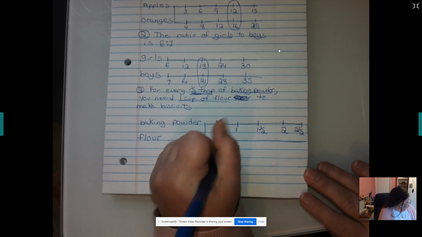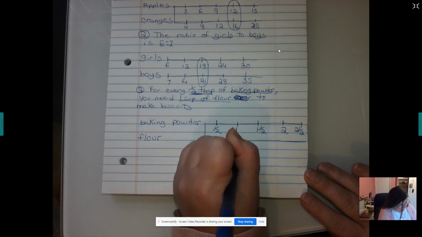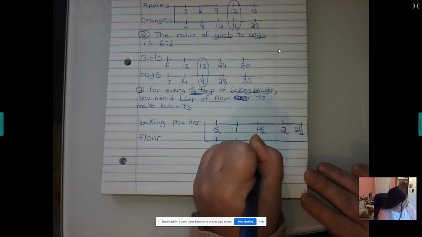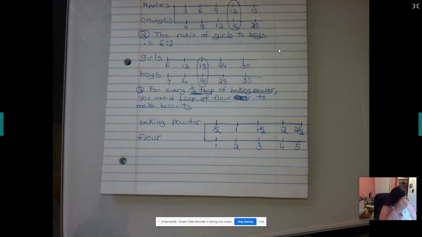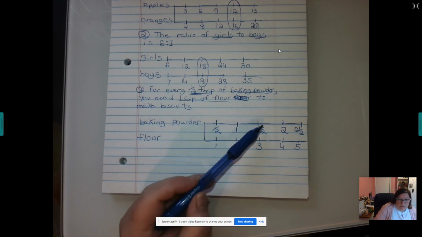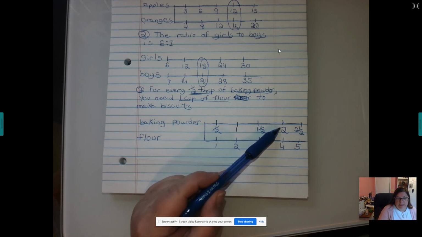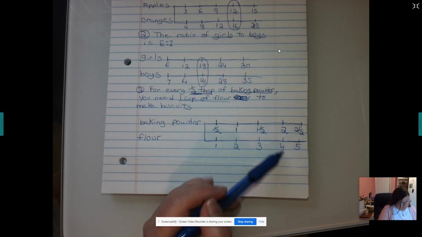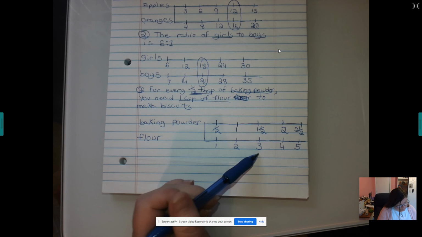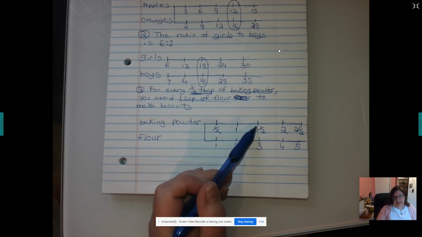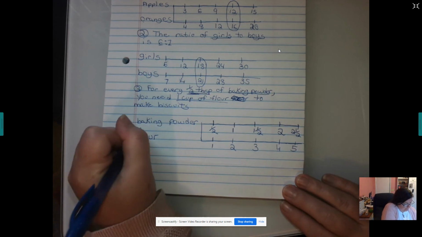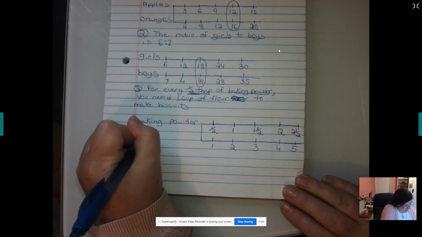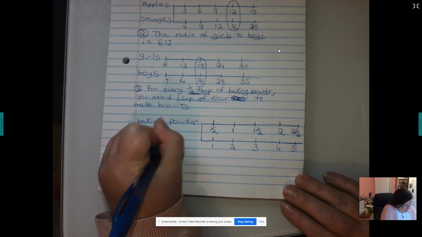And then this goes by 1, so this couldn't be easier. 1, 2, 3, 4, 5. So if I ask you, if I use 2 tablespoons of baking powder, I would need 4 cups of flour. Or if I said I use 3 cups of flour, then you'd need 1 and 1/2 tablespoons of baking powder.